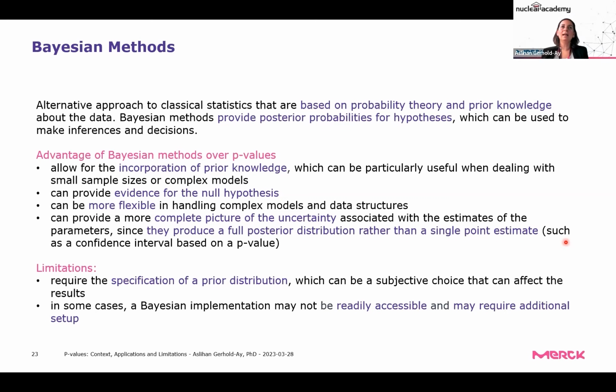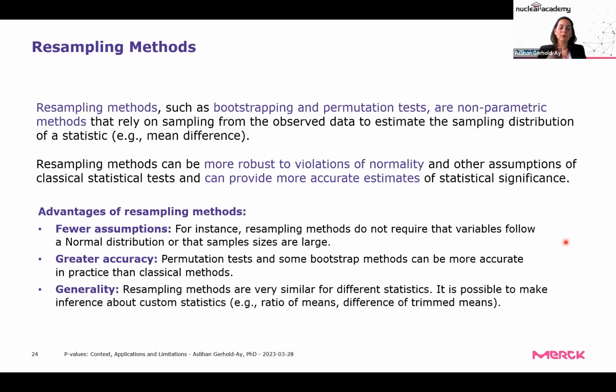But it really helps in incorporation of prior knowledge. That means when we have learnings from other data that we can conclude, we can put them also into this method. And it can also provide evidence for the null hypothesis. It is more flexible, and can also provide a more complete picture of the uncertainty associated with the estimates of the parameter. And so therefore, these are also advantages here. But I think in your context, Noah, you are using them more than we.